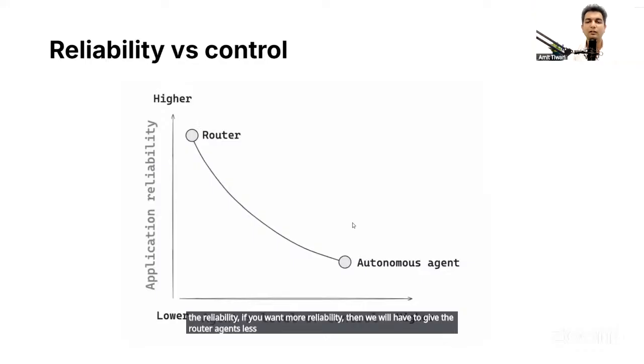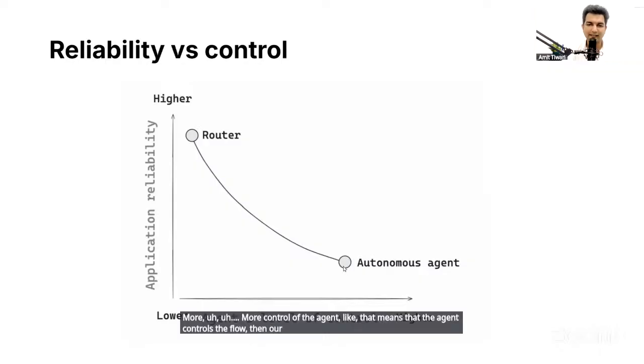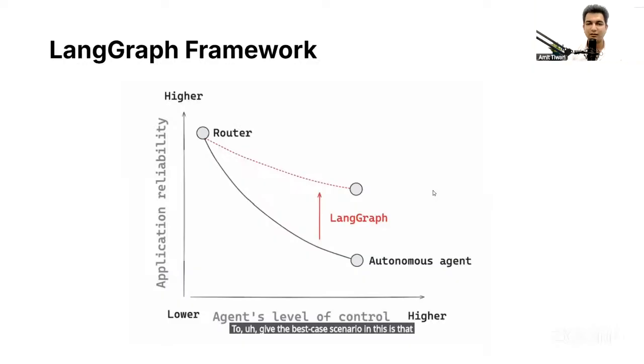And if we want more control of the agent, meaning that the agent controls the flow, then our reliability will be really less. So how do we control this, and what is the best framework to give the best case scenario? We use something called LangGraph.